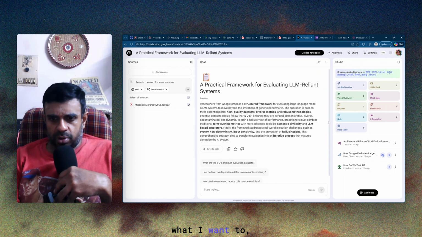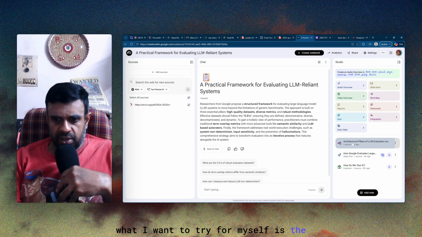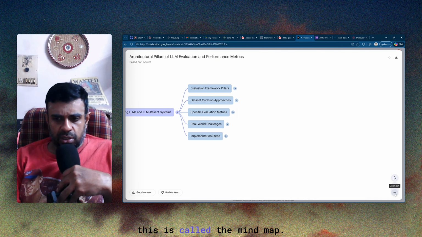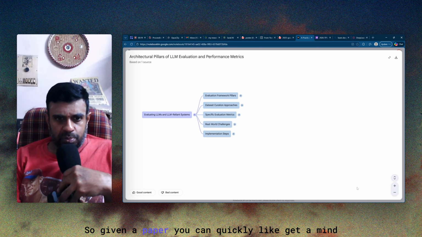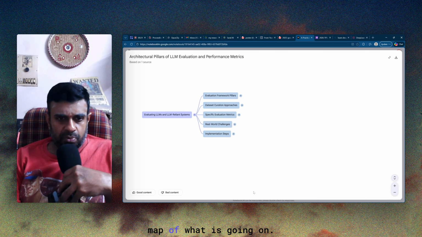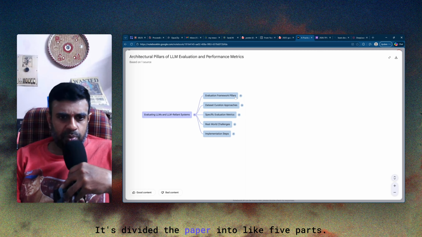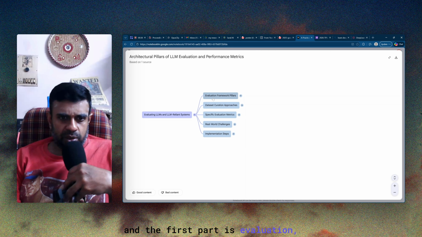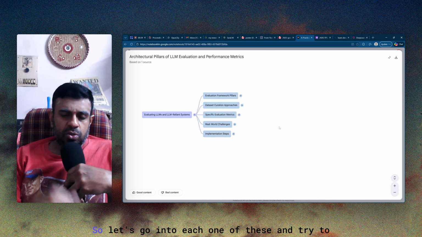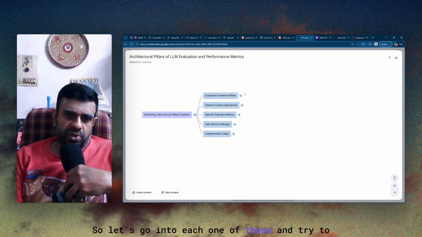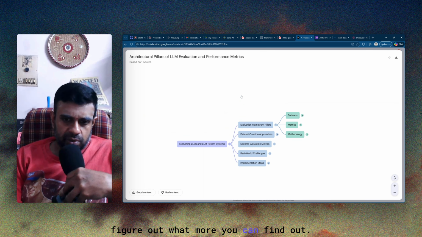The first one I want to try for myself is called the mind map. Given a paper, you can quickly get a mind map of what is going on. It says that this is the paper. It's divided the paper into 5 parts. The first part is evaluation framework pillars, then dataset curation, evaluation metrics, real world challenges, and implementation steps. So let's go into each one of these and try to figure out what more you can find out.